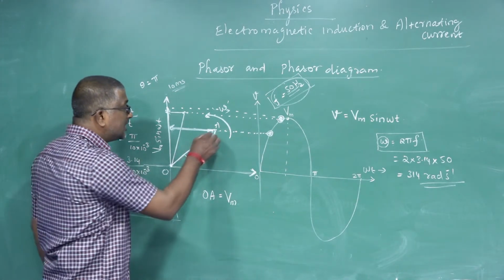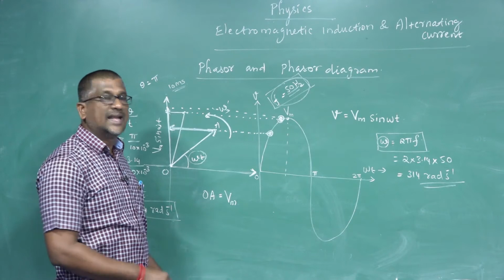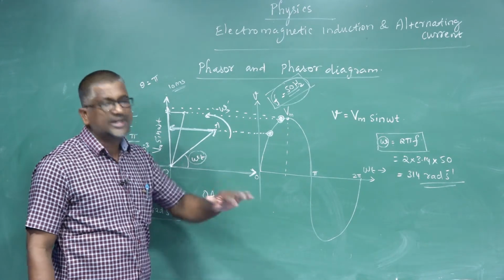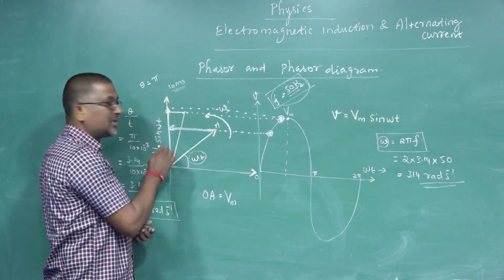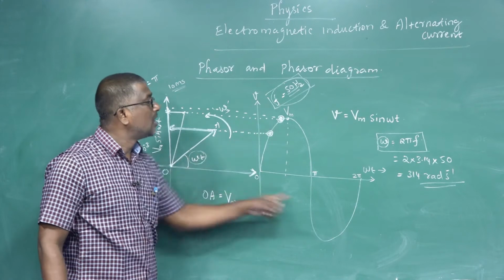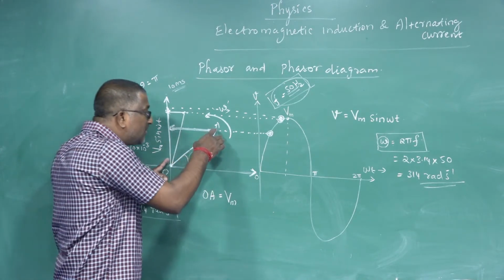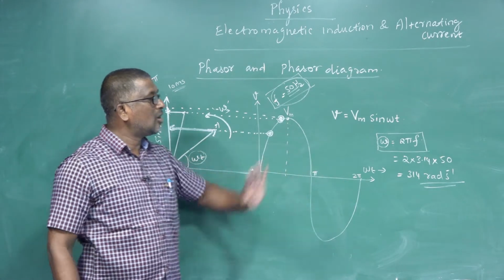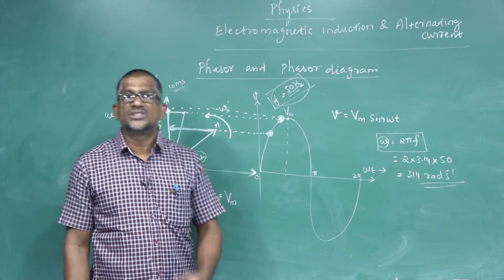Right. And third, the projection of a phasor on any vertical axis gives the instantaneous value of alternating voltage or instantaneous value of alternating current. So this is the projection of the phasor which is drawn on the vertical axis, which represents the instantaneous value of the sinusoidal alternating voltage. Right. This is that point. And fourth one, the angle between the phasor and the reference axis gives the phase of the alternating voltage or phase of the alternating current. So these are the physical features of phasors.